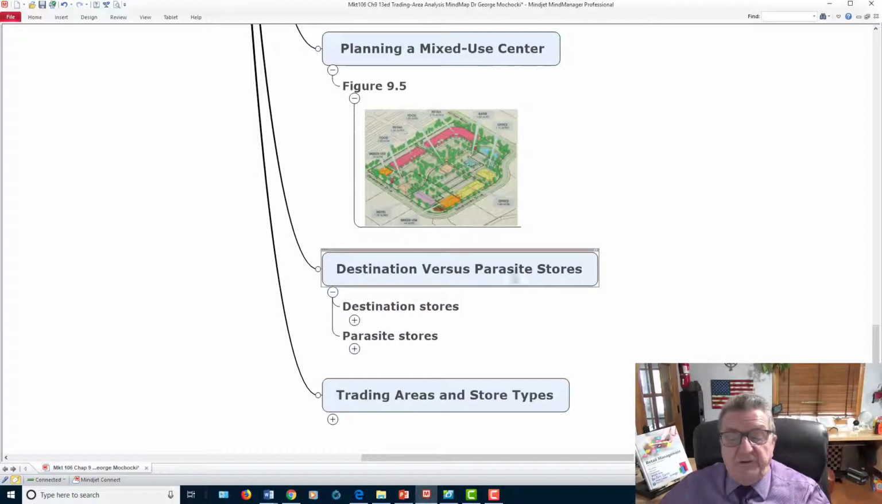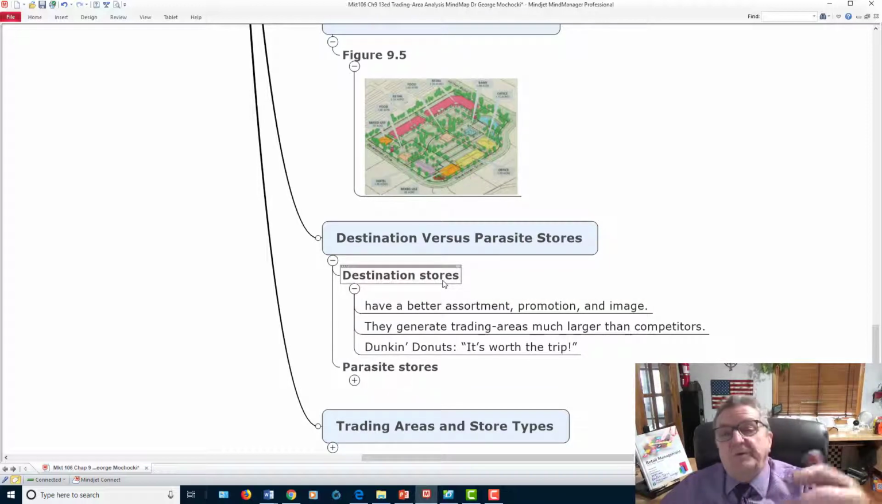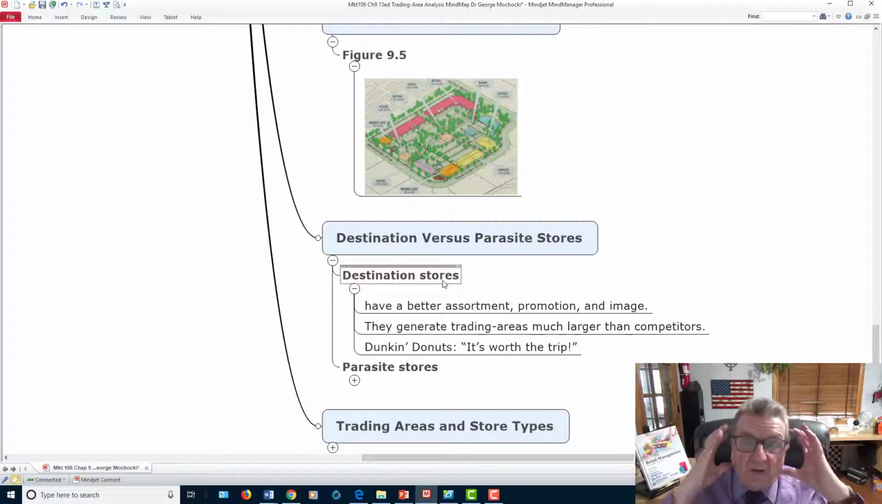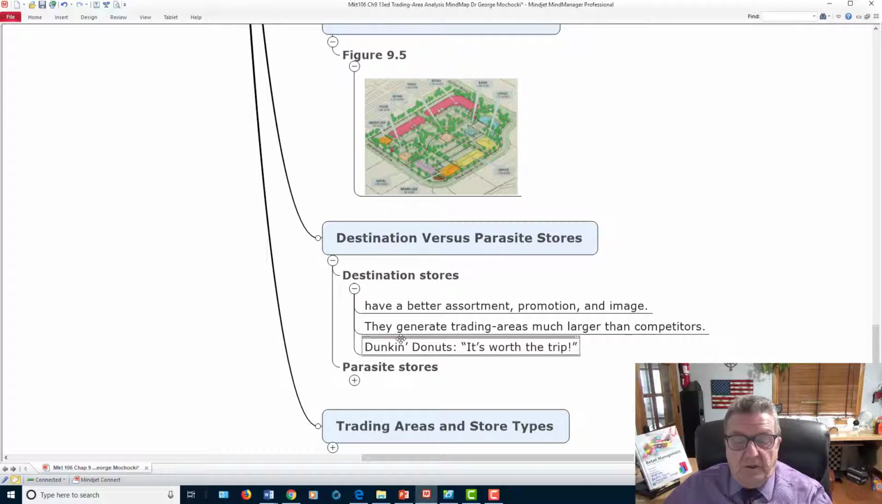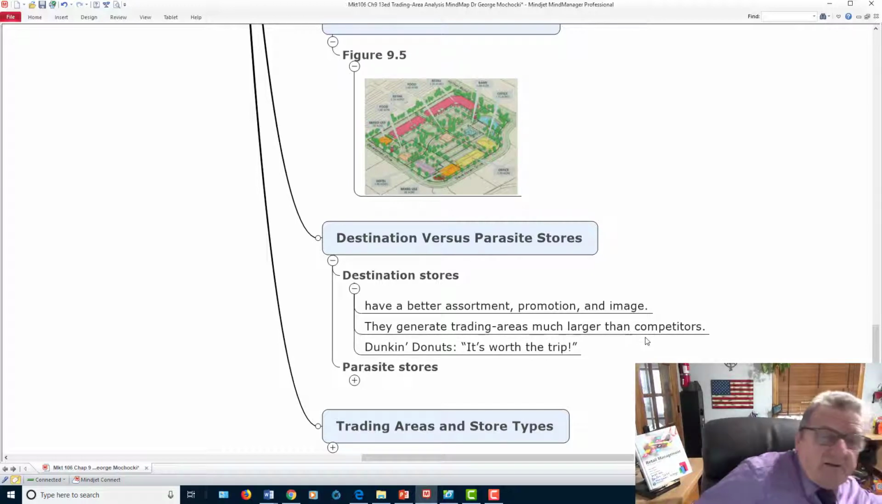Okay, now destination versus parasite store. A destination store is a store where I'm actually going. I'm going to Target. I'm going to the coffee shop. I'm going to the gyro place. It doesn't make a difference what store. Remember, even though I have a lot of fashion merchandising and disciplined individuals in my class, I have other people that are entrepreneurs, who open up a store. Still, you have to look at this location, where I'm going to be located. Okay, they generate trading areas such as larger competitors. Hang on a second.